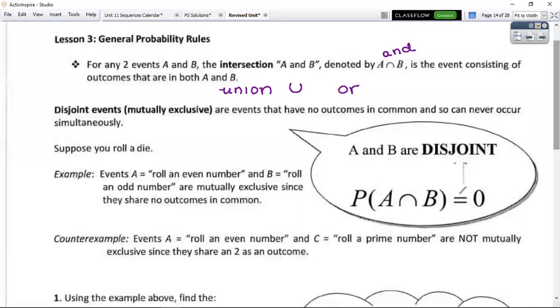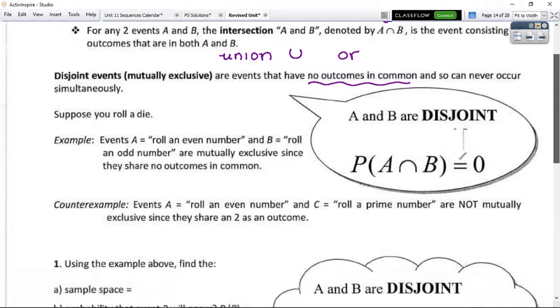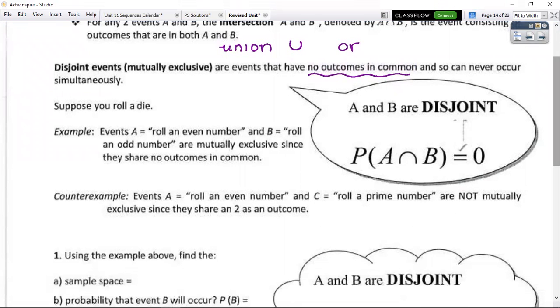So we're going to talk about what are called disjoint events, also referred to as mutually exclusive. This means that the events have no outcomes in common. Their sample spaces are entirely different. Suppose, for instance, that you roll a die. My sample space is going to be, and this is always assumed to be a standard die, 1, 2, 3, 4, 5, and 6.